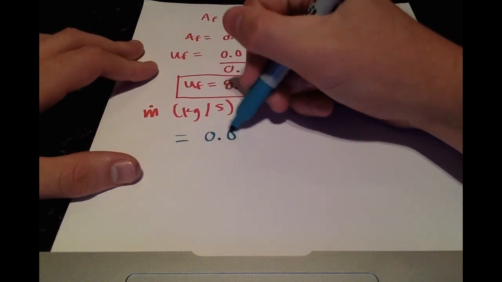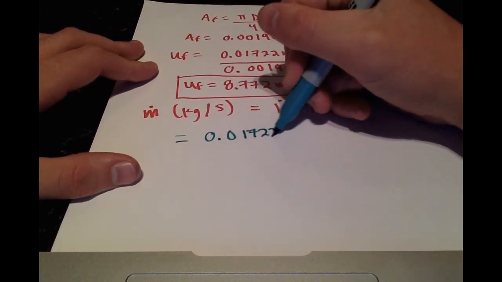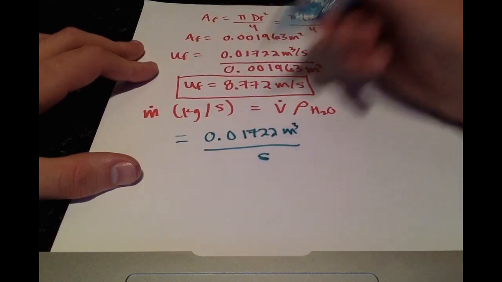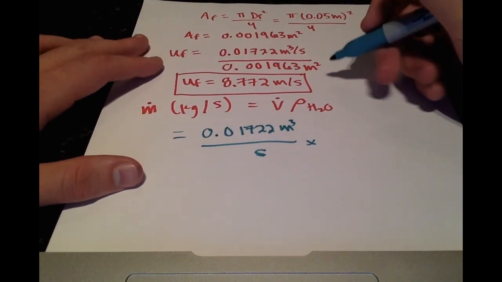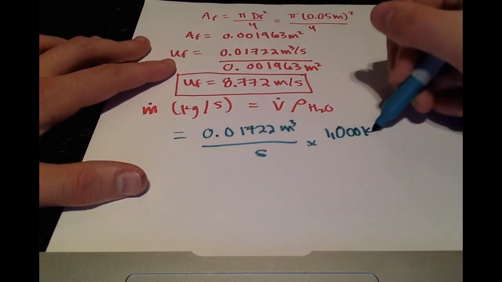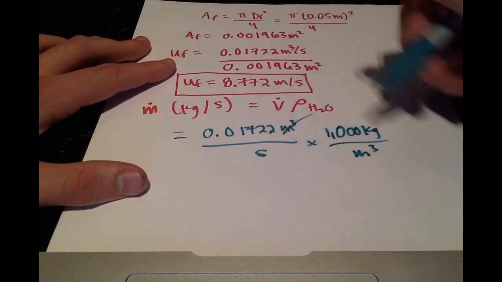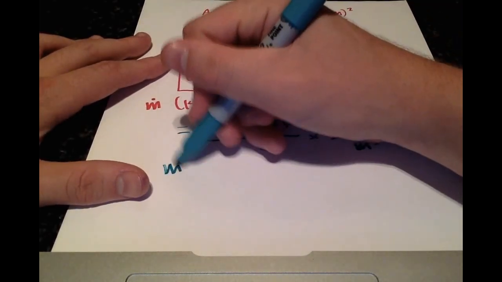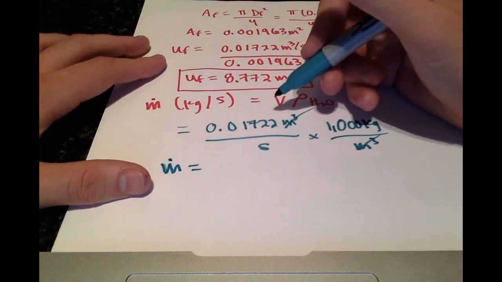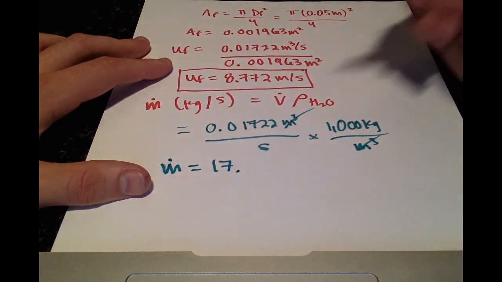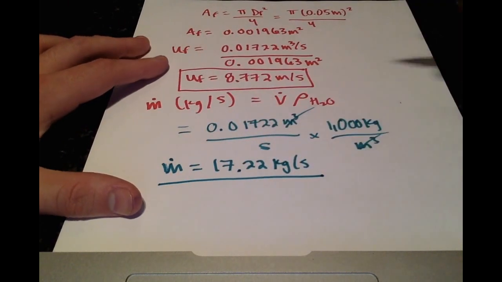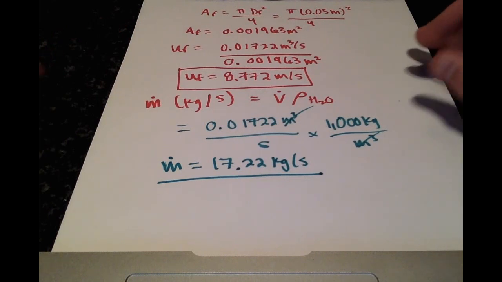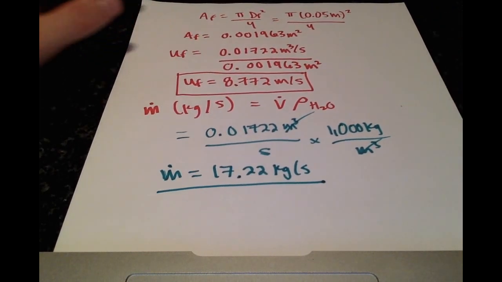So we have our 0.01722 meters cubed per second multiplied by the density of water, and one of the common values is 1,000 kilograms per meter cubed, and then we get that the mass flow rate is 17.22 kilograms per second. And we'll use that in the calculation on the next page where we do an energy balance. Alright, so let's get started with that energy balance.